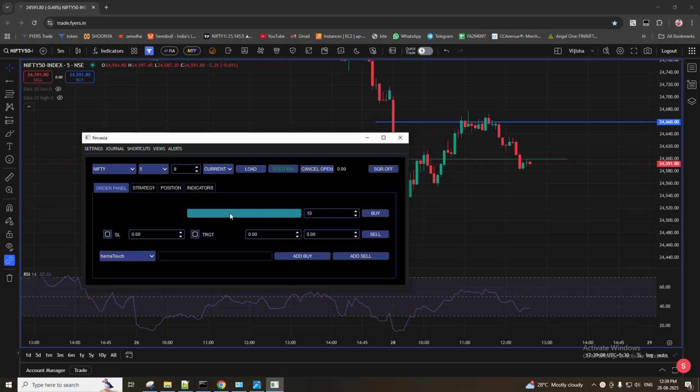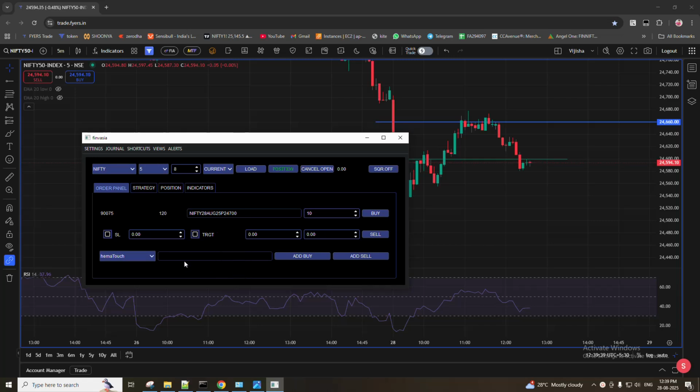In the previous video we saw how to place SL and target on the premium chart. In today's video I will be explaining how to place SL and target on the index spot, I mean the index chart. Here we have selected Nifty, so I am showing you how to place SL and target on the Nifty chart instead of the premium chart.